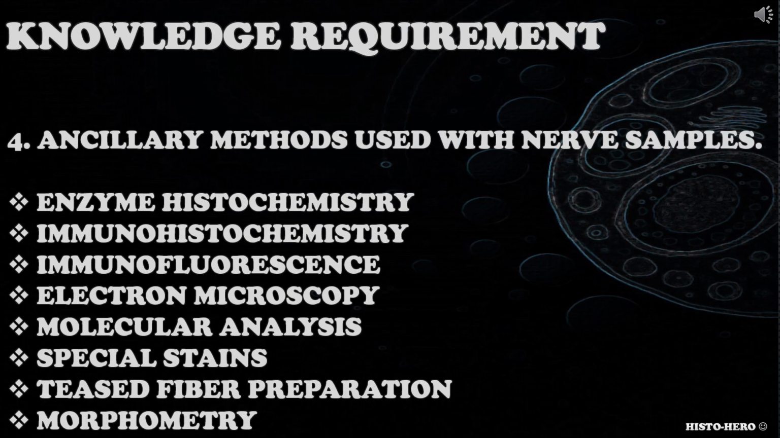The fourth knowledge requirement is ancillary methods used with nerve samples. Candidate needs to have the knowledge and understanding about ancillary methods for nerve samples. You could ask the candidate to name ancillary methods used for nerve biopsies, to explain why they are performed, to list what those methods highlight in nerve tissue, to highlight their application and clinical value.